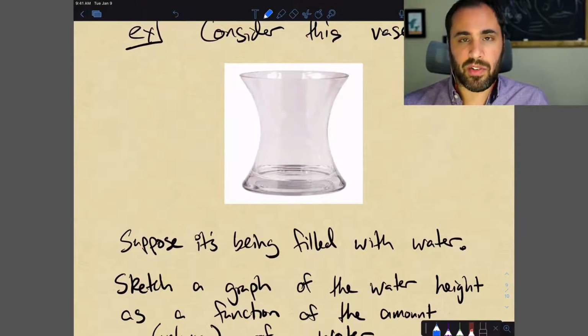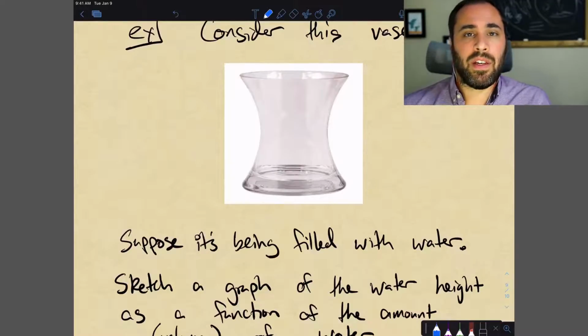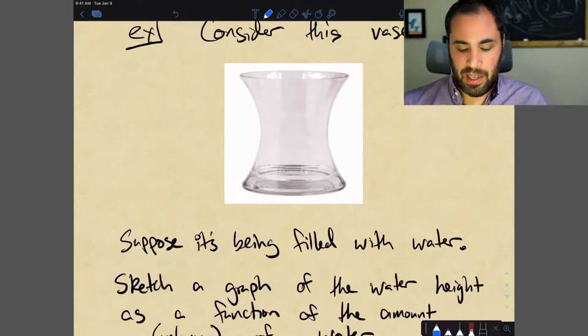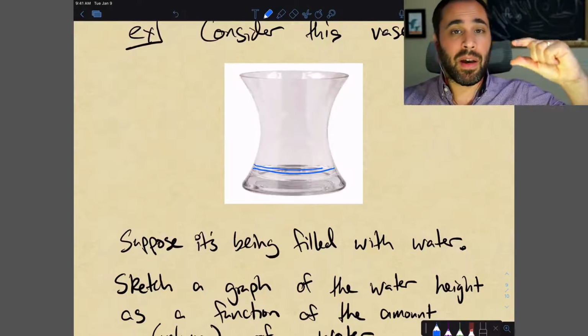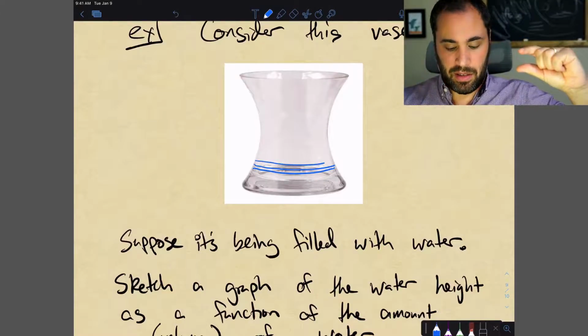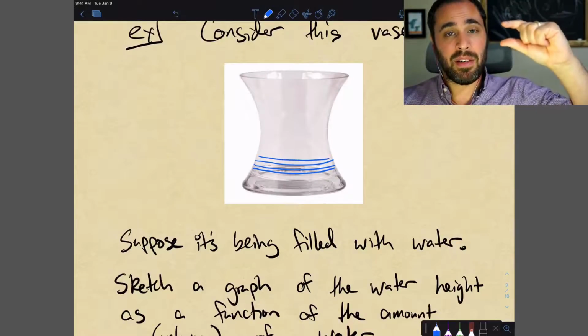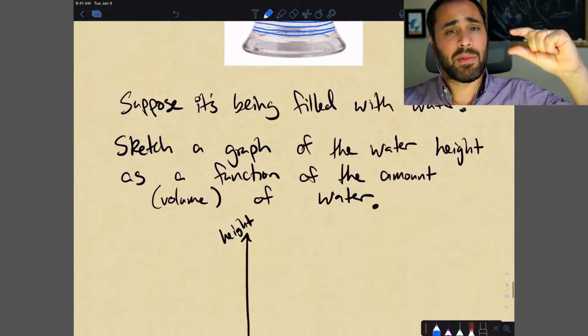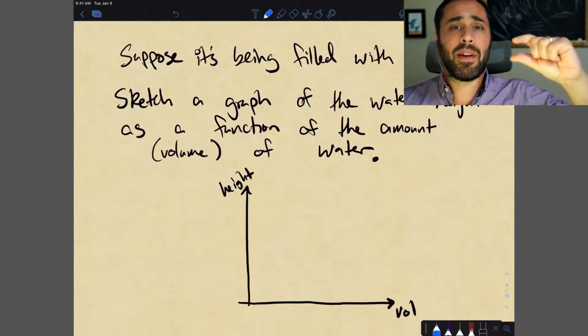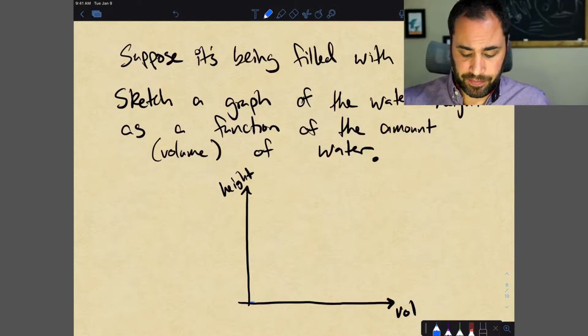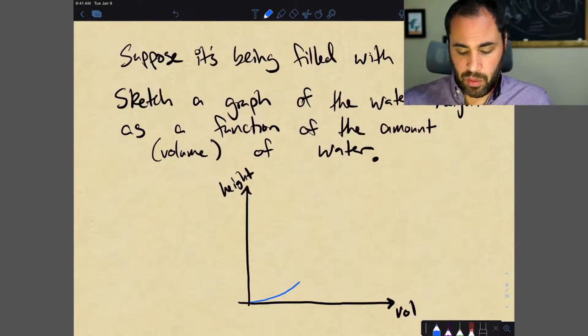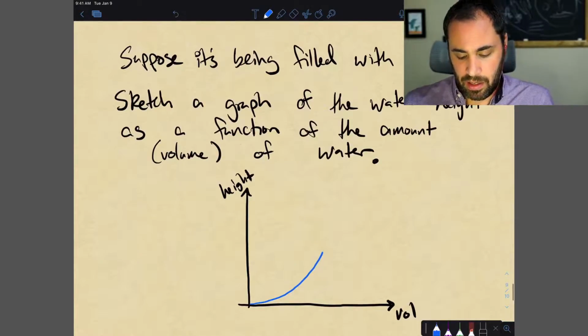And if you think about this for a little bit, I think you can convince yourself that to get, say, that first centimeter of water on the bottom, we might have to add a good amount of water to the vase. But then that next centimeter wouldn't take quite as much water. That is, the same amount of volume would take us a little bit further up the vase. So we can start graphing this.